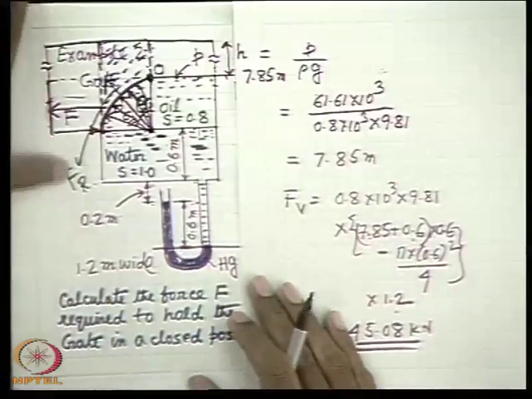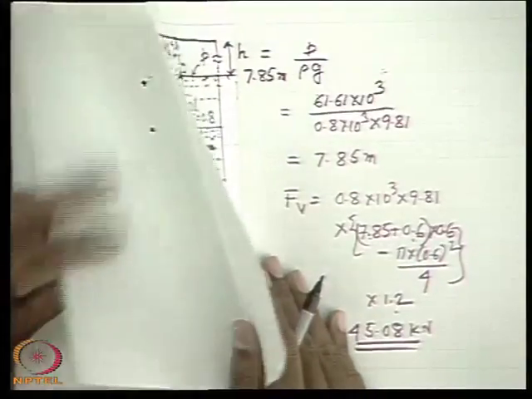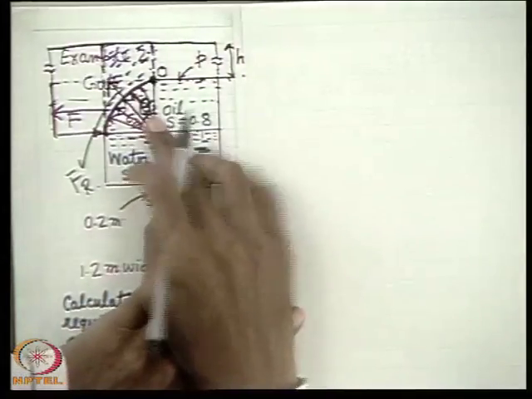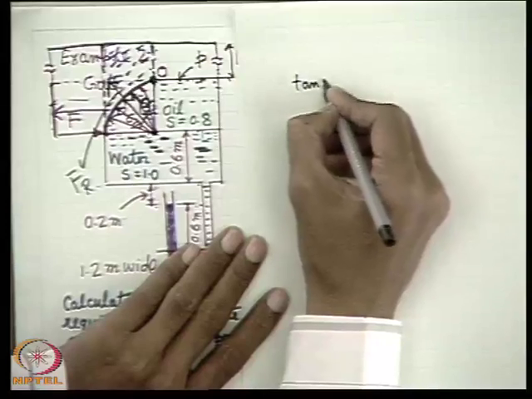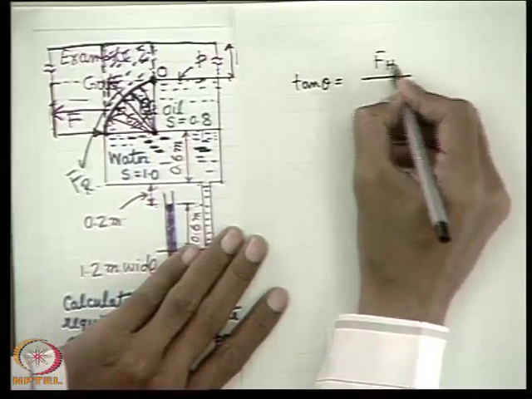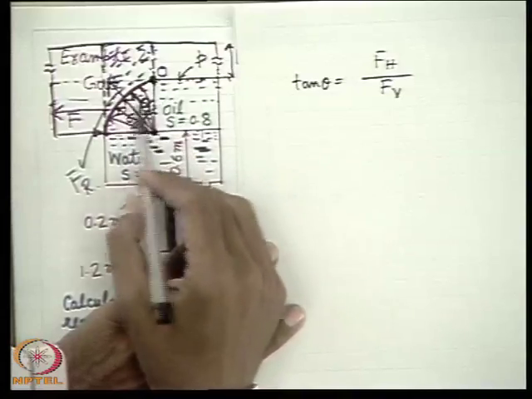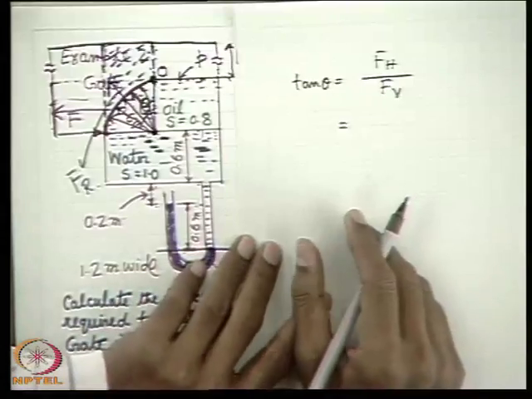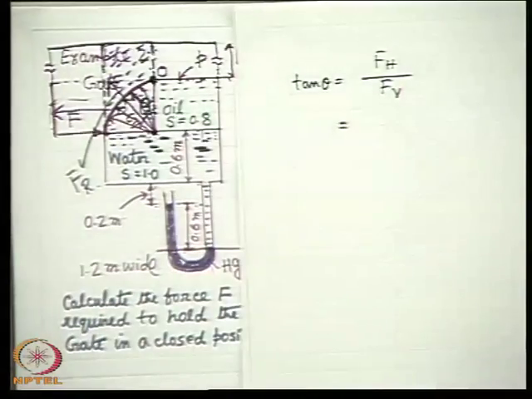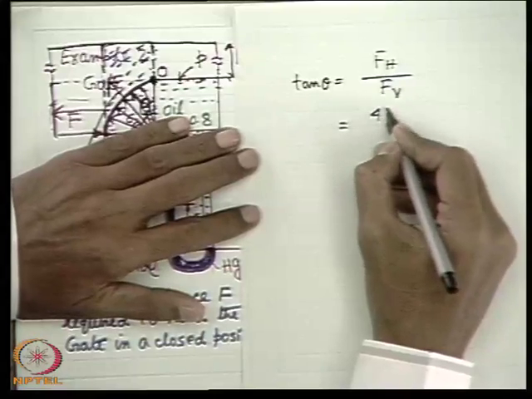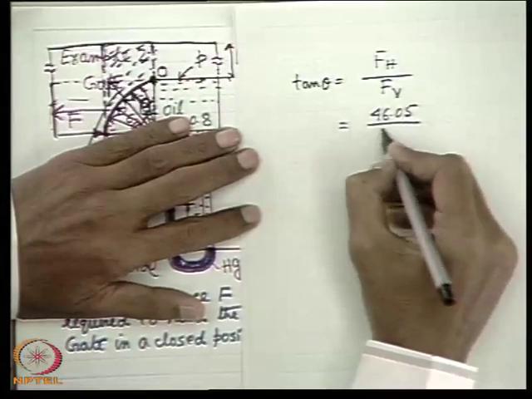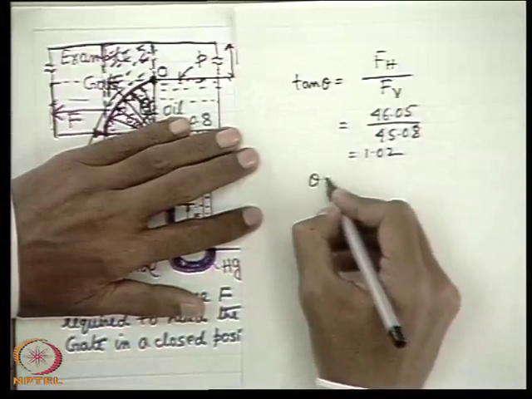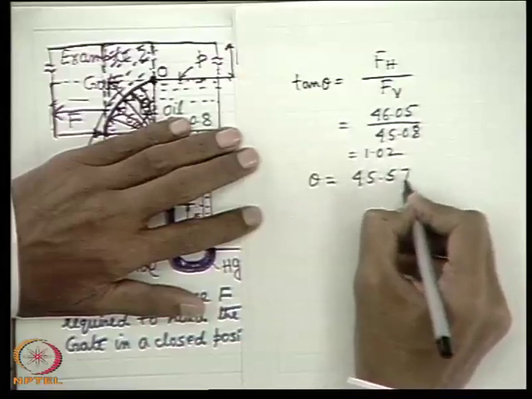Then you take simply moment. But before that, you have to find out what is the value of this theta. This theta value you can find out, tan theta is equal to FH by FV, that is, the H component divided by FV. And FH and FV are known. If you use this value of FH and FV, you will see this is 46.05 divided by 45.08, and this becomes 1.02, and theta is 45 point, this you check, 57 degree.